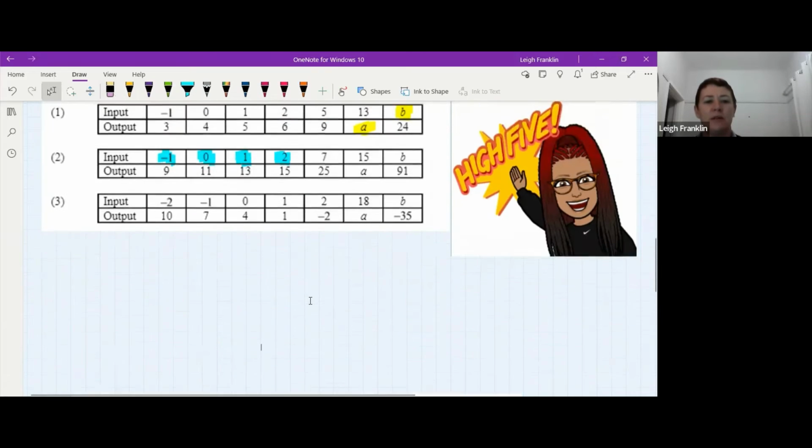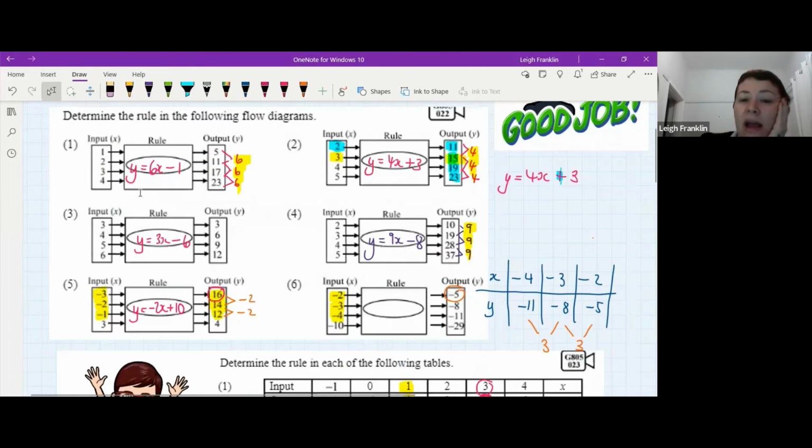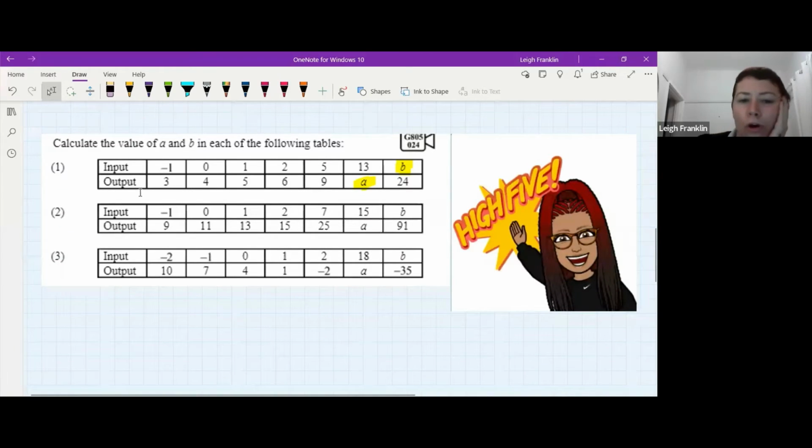All right. So let's go back to number 2 here. You have to work out the rule for these input and output numbers. It's the same idea that we were doing here, where we had a flow diagram, only now we're working with a table. The problem here, though, is that there are numbers missing from the table. That number there is missing and that number there is missing. If you have a look, you go from minus 1 to 0 to 1 to 2, then you jump to 7, then you jump to 15.